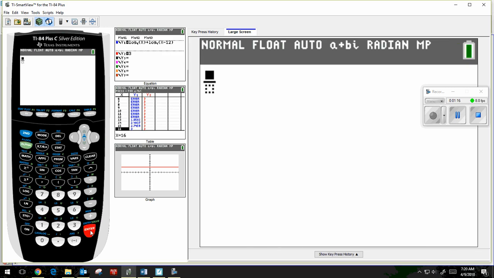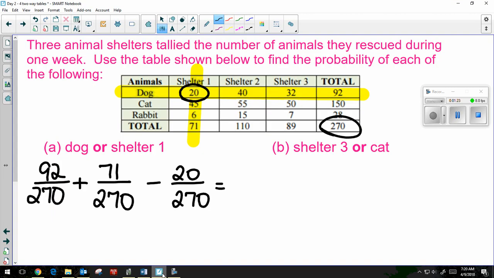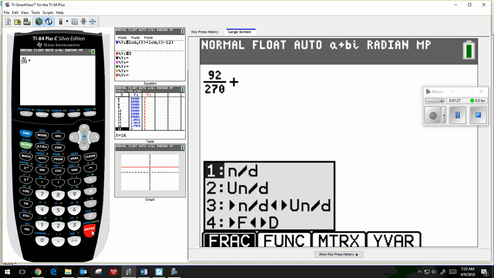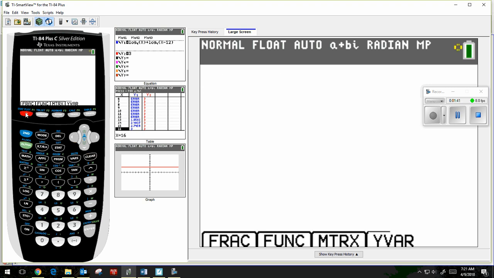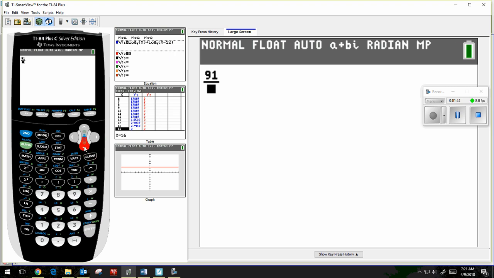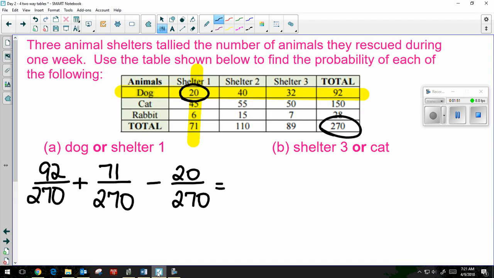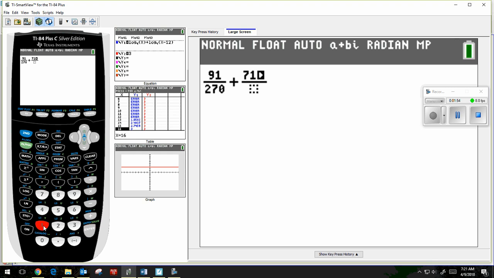Alpha y equals 92 over 270 plus 71 over 270 minus 20. Let me do it one more time. Hit the wrong button there. What is it? 71. Oh, 92. Oops. Let me fix that. And then let me go back and fix that 91 should be a 92.